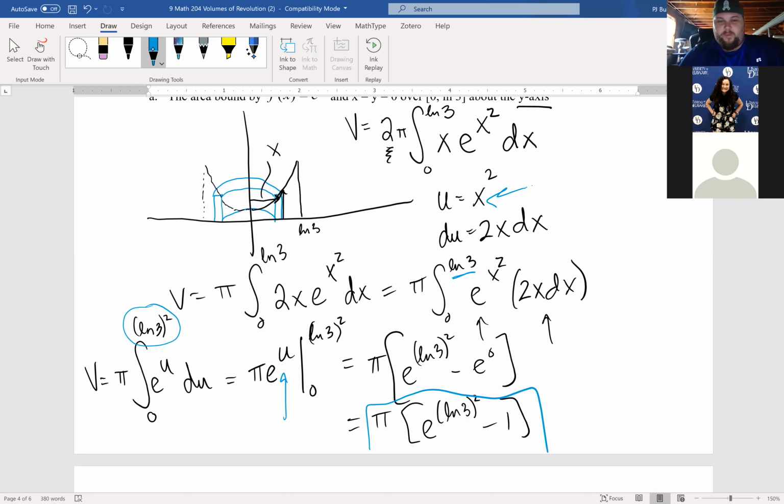The thing I was most worried about is I thought you guys would try to simplify this, because it's e to the log, but it's log of something all squared, so you can't cancel them.